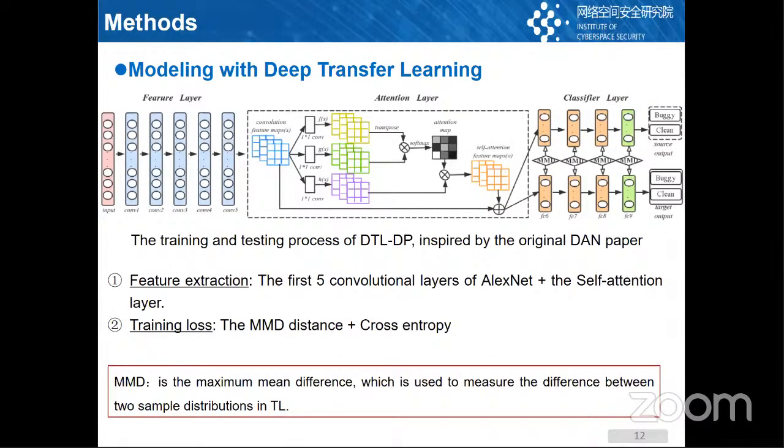Modeling with DTL. Different from the original DAN model, the domain adaptation network model, we apply an attention layer, specifically as shown here, combined with the MMD loss and also the cross entropy. The MMD distance is used to measure the difference between two example distributions in the source domain and the target domain, while the cross entropy is to make the classification performance good.